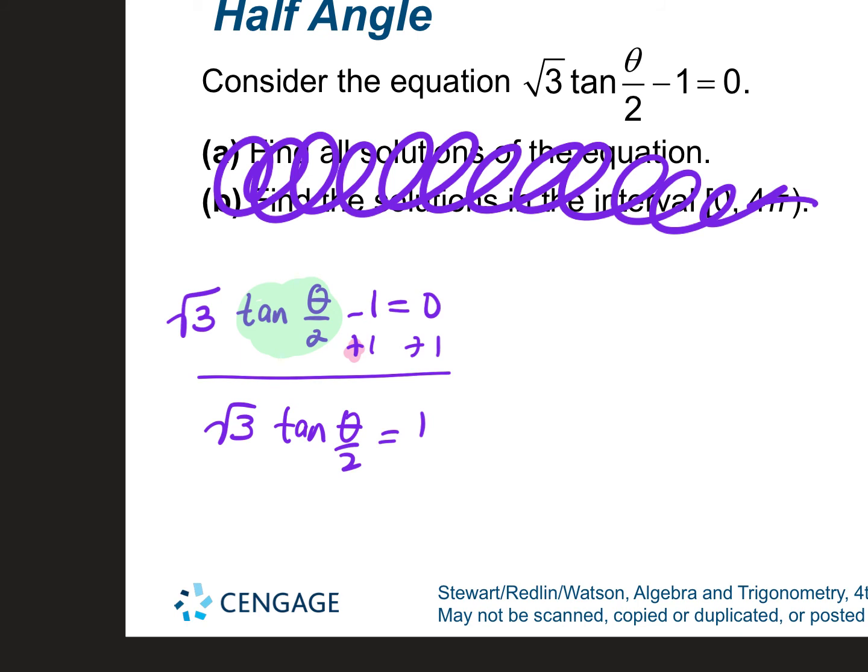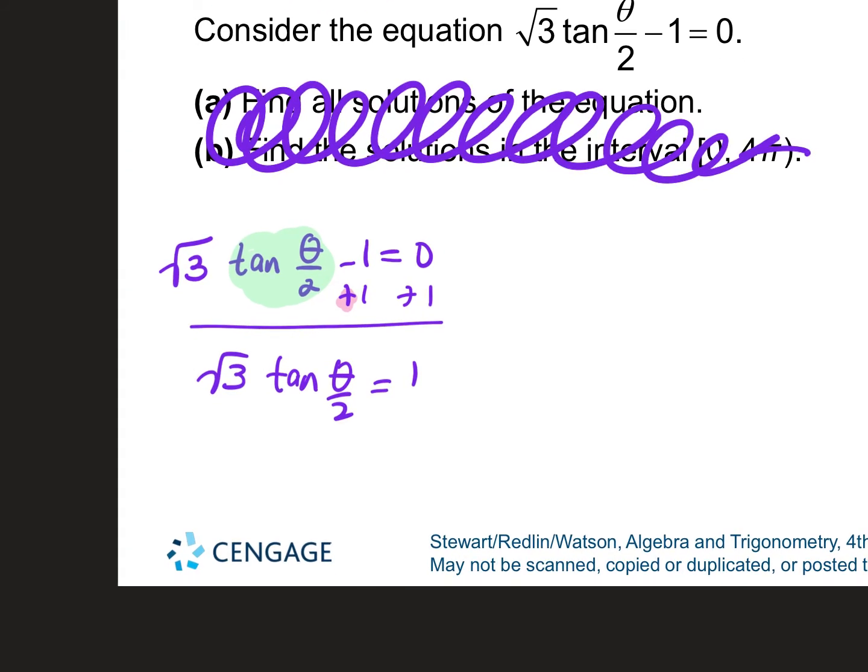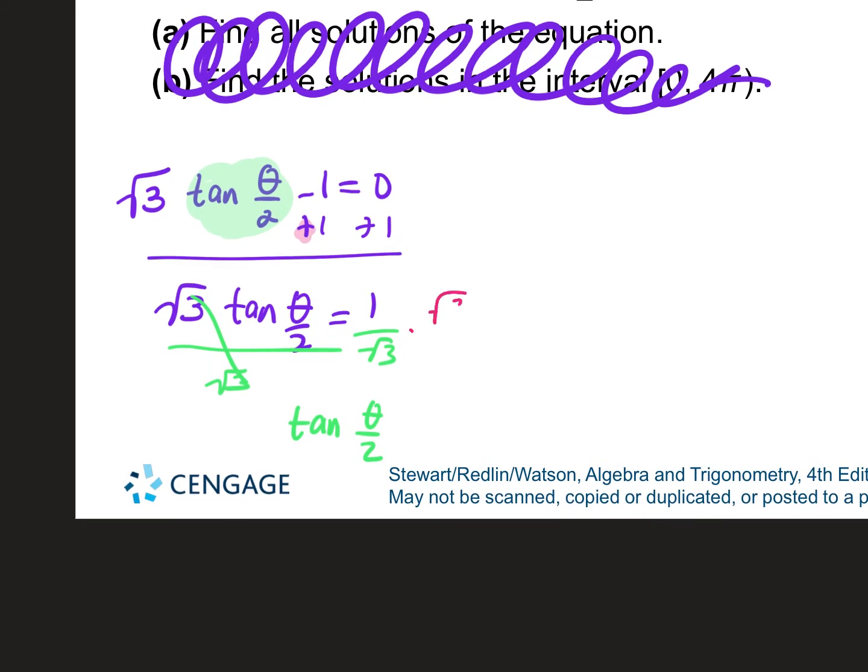Guys, if that was a whole number 2, what would you do to both sides? Divide. So that's all we're doing, just dividing. We're going to divide this side by the square root of 3 and this side by the square root of 3. So I have tangent of theta over 2. Would we ever leave 1 over square root of 3? No. So we would rationalize, right? This becomes root 3 over 3. So it really is like this.